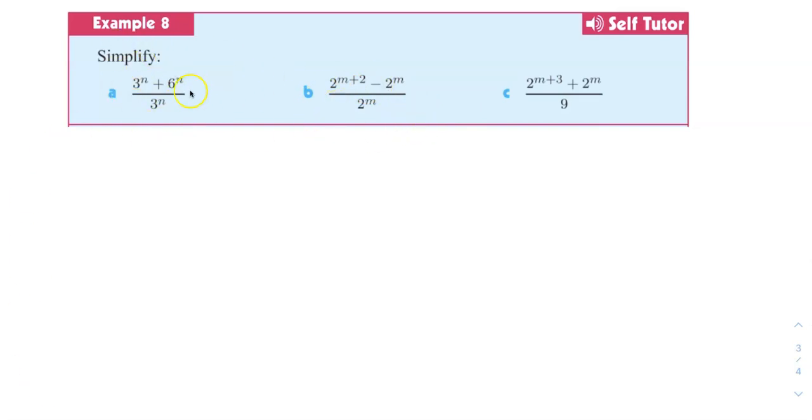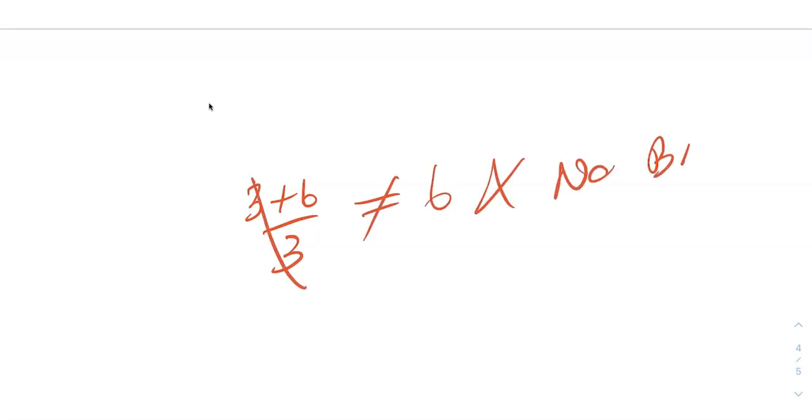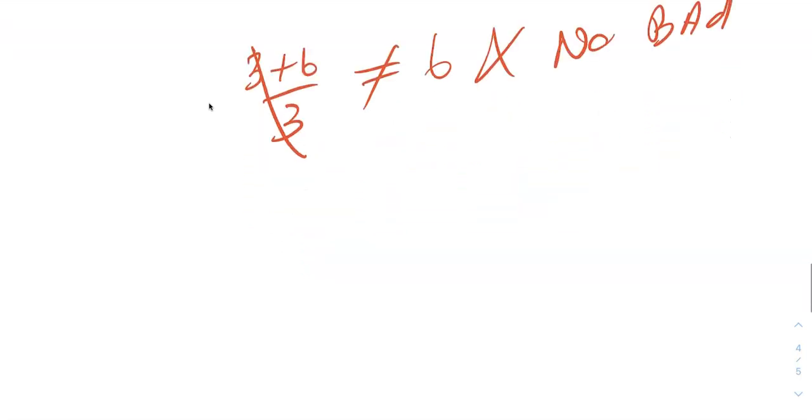For these, we're going to use some math rules to simplify. The key thing here is that these do not cancel out. It's a general math rule. If I give you 3 plus 6 over 3, this is not equal to 6. That's not a thing. No, bad.